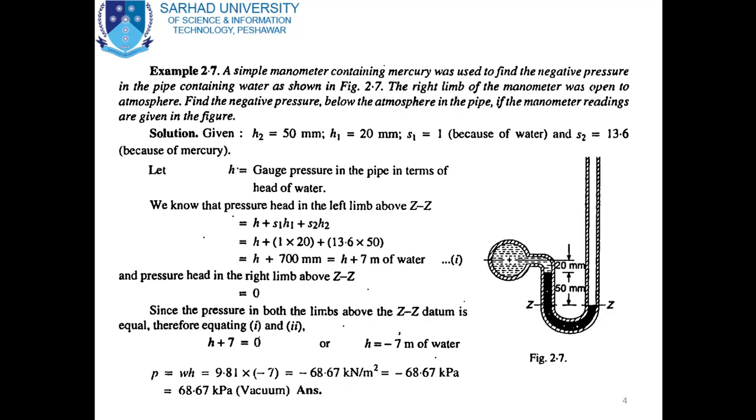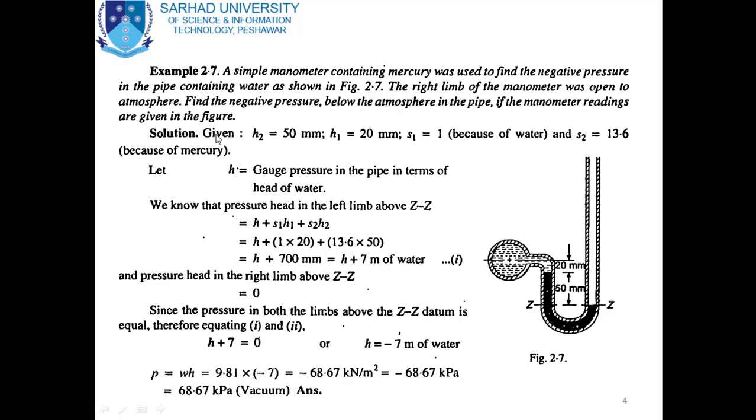So a simple manometer is connected to the pipe as shown in figure 2.7. The left limb is connected to the pipe while the right limb is open to the atmosphere, and we have to find the negative pressure in the pipe. The readings are given in the figure. The reading of mercury in the left limb is 50 mm while the reading of water is 20 mm in the left limb.